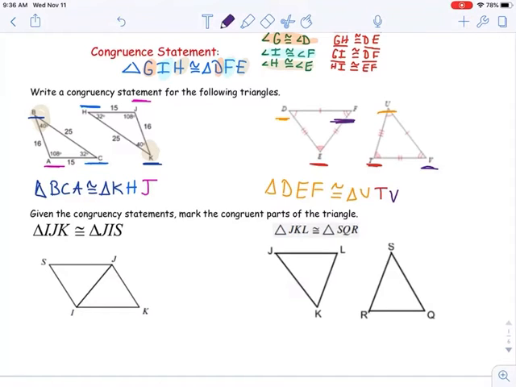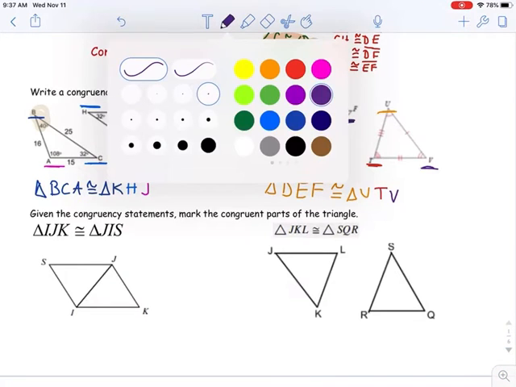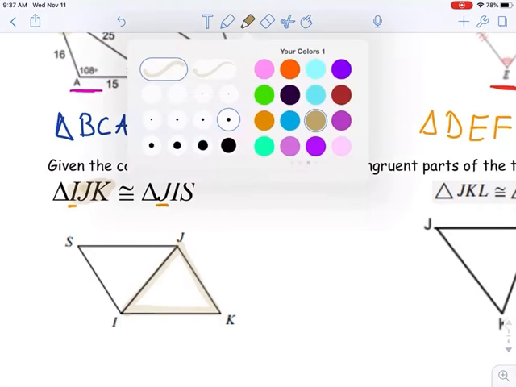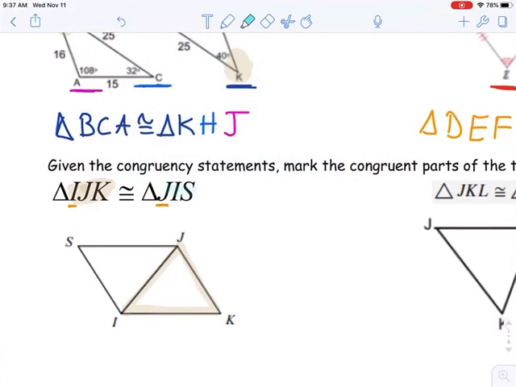All right, and then another skill we need to have is being able to draw tick marks and arc marks and match the corresponding parts. This is really gonna help us later on in the unit when we're doing proofs and such. All right, so let's look at this. We got these triangles right here, I and J, all right? First off, let's focus on IJK. IJK is this triangle in beige, and then baby blue is JIS. All right, so we're focusing on those triangles right there.